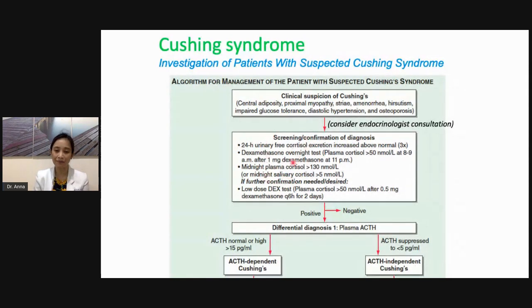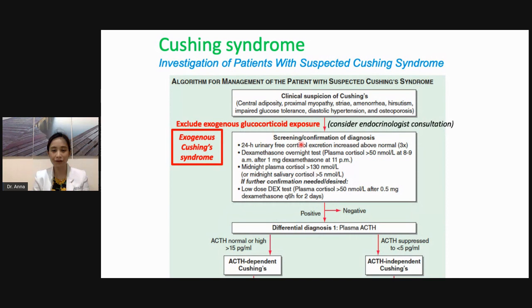This algorithm is from your Harrison, and you can choose from any of these, no? But of course, it will depend also on the patient, no? Because for example, if you have a patient with a chronic kidney disease, then your 24-hour urinary free cortisol may be erroneous, no?